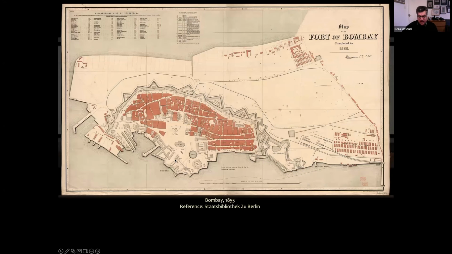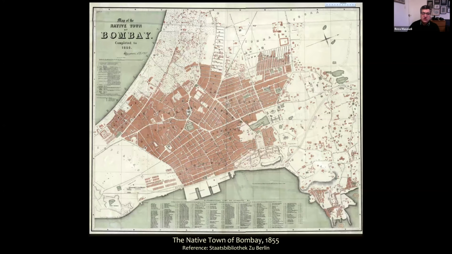As I said, this is 1855. But what I'm going to focus on is that part, which is the Native Town. Sorry, because of the way they designed that map, the north is not towards the top, so you can see the north is that side.